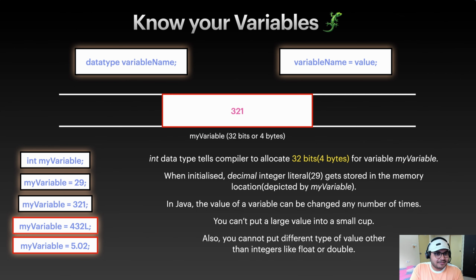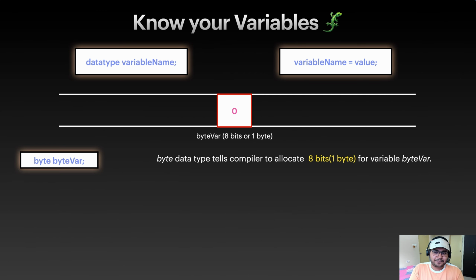This is because 432L is a literal of the long type, which requires 64 bits of memory, and you cannot fit a large value inside a small cup. Additionally, 5.02 is of double data type, and the int data type can only store integers and not floating point numbers. These errors are detected at compile time. So that's the advantage of being a statically typed language which Java offers to us.